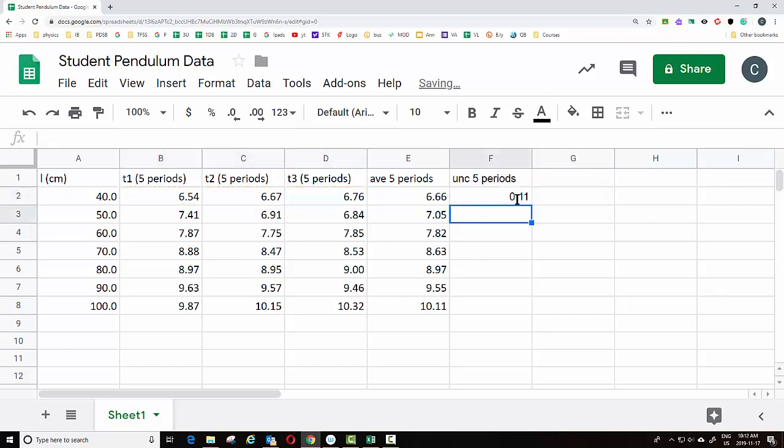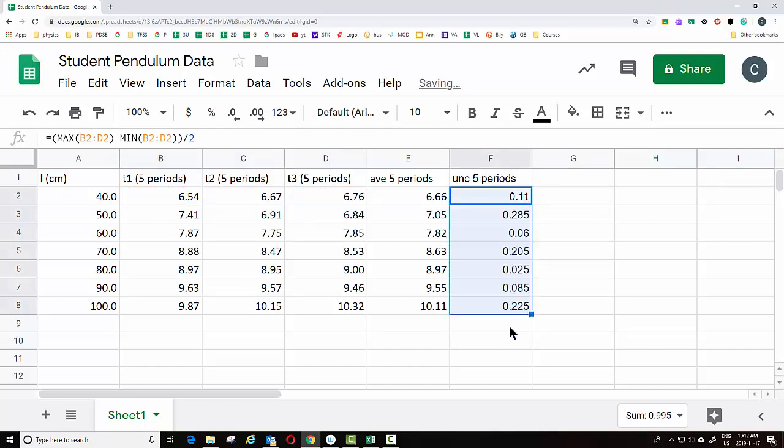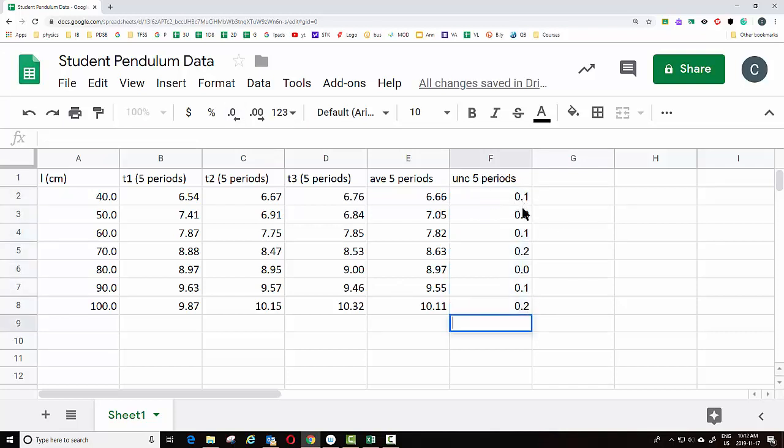Then press enter, and once again you can pull that down as a formula and get all the uncertainties over 5 periods. And here you're seeing different numbers of decimal places. These are uncertainties, so I usually just go to one significant figure. So I'm going to reduce that to one significant figure here. What I can see in these uncertainties is that they're kind of bobbing around, but there's no trend to them. They're not getting bigger and bigger and bigger.